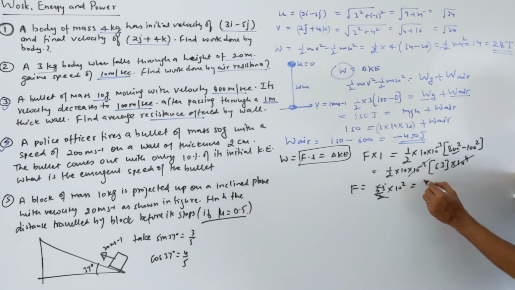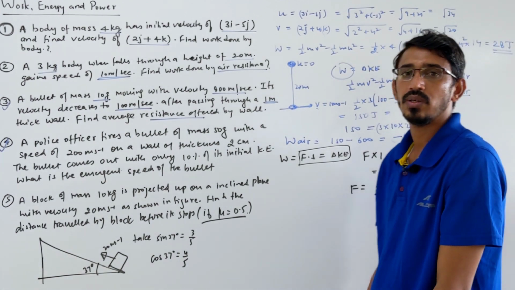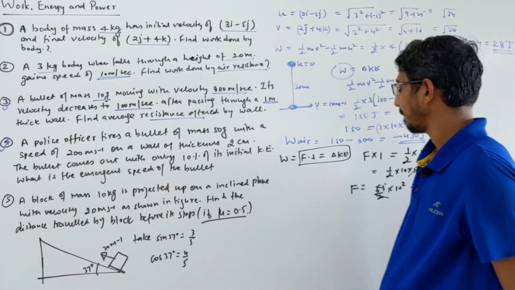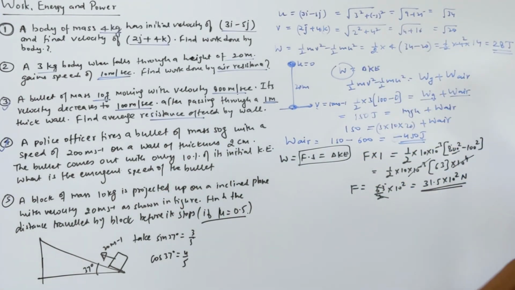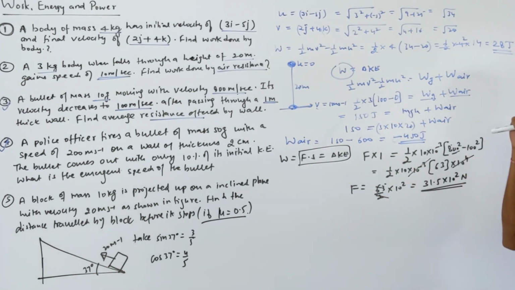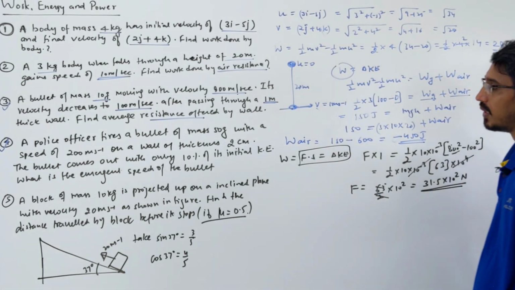So this becomes simply 31.5, that is 63 by 2, into 10 power 2 Newton. That will be the resistance or force offered by the wall to the bullet. So this is a force. Look here, we use the same relation only. We have to find the resistive force. Let's check it here.